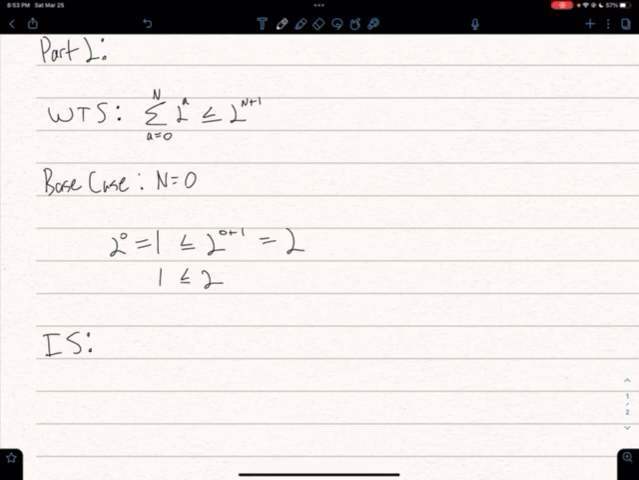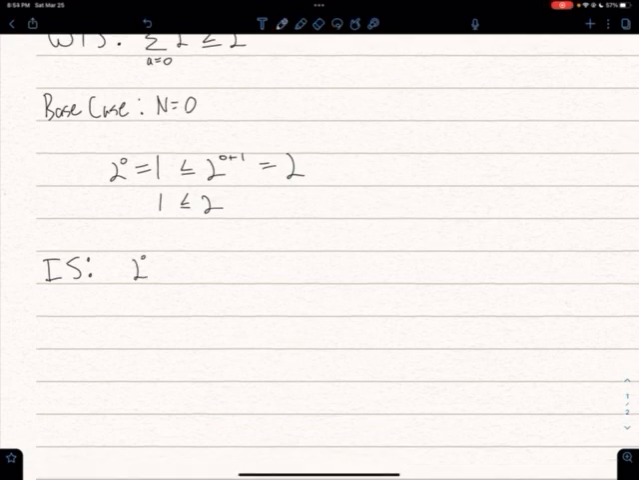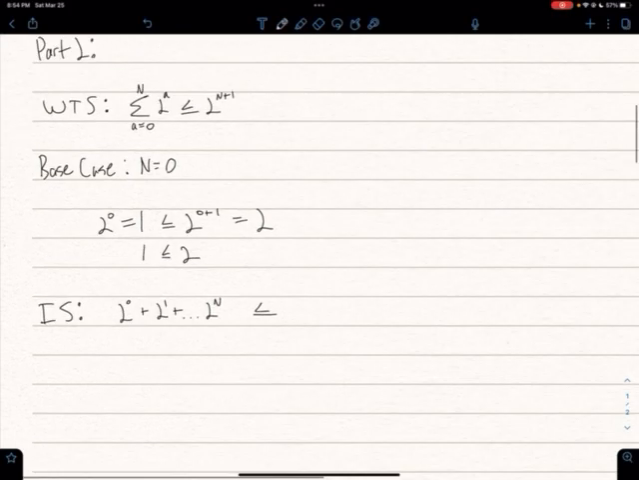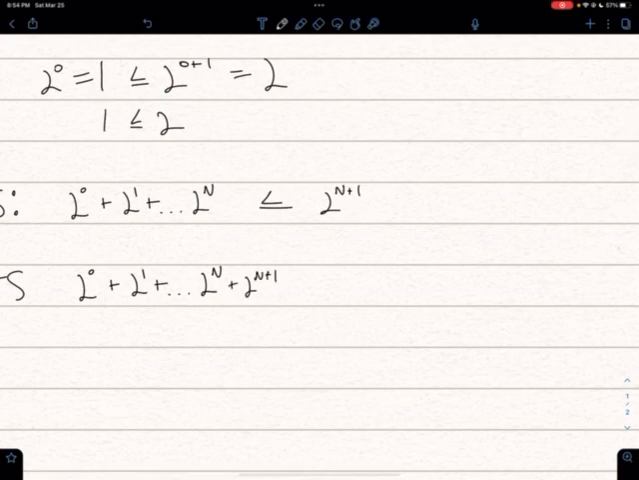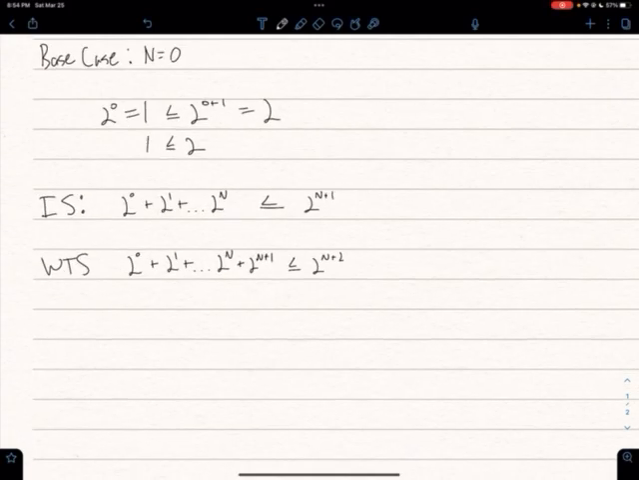All right. I'm going to write this again in an expanded form. So we have 2 to the 0 plus 2 to the 1, all the way up to 2 to the n, and we're supposing that this is for the inductive hypothesis. We suppose that this is less than 2 to the n plus 1. All right, so that's our inductive hypothesis. So we assume this is true, and we want to show that plus 2 to the n plus 1 is less than 2 to the n plus 2. All right, that's what we want to show.